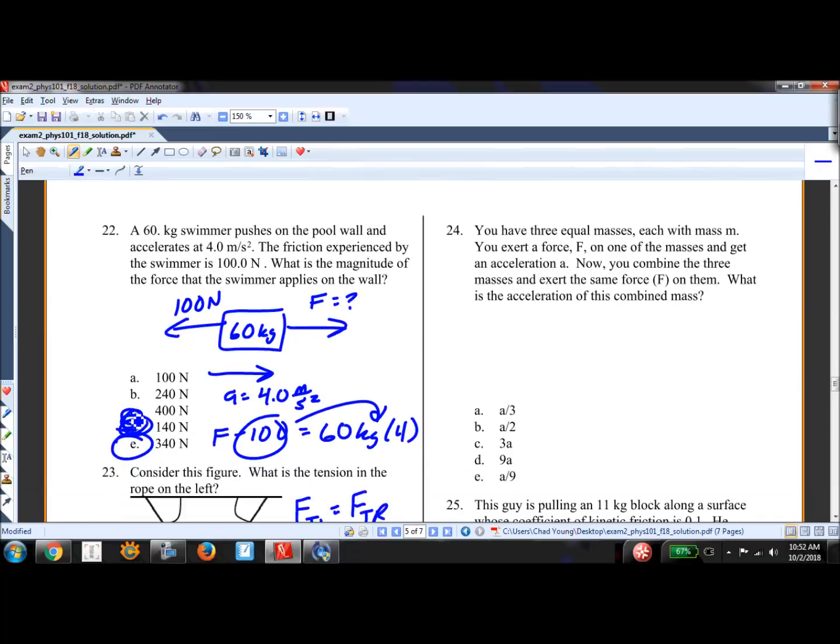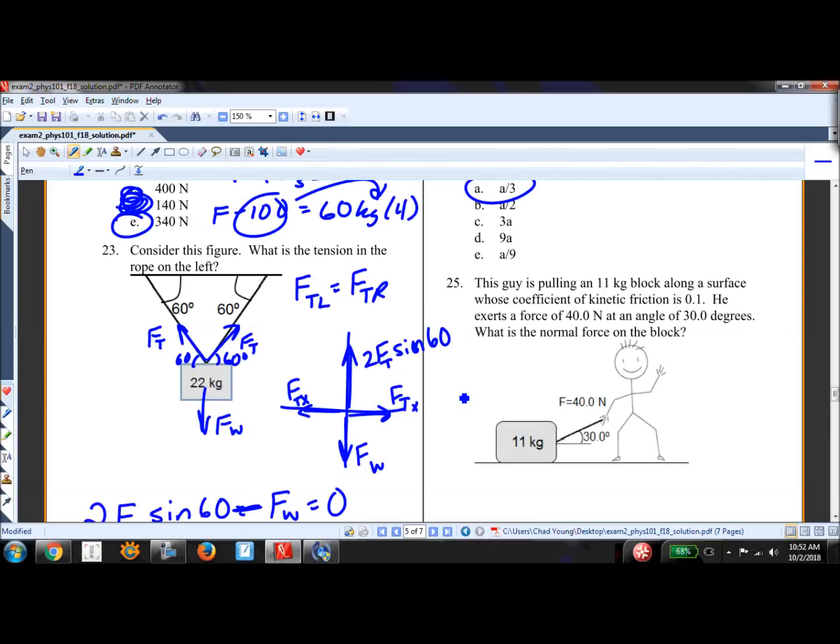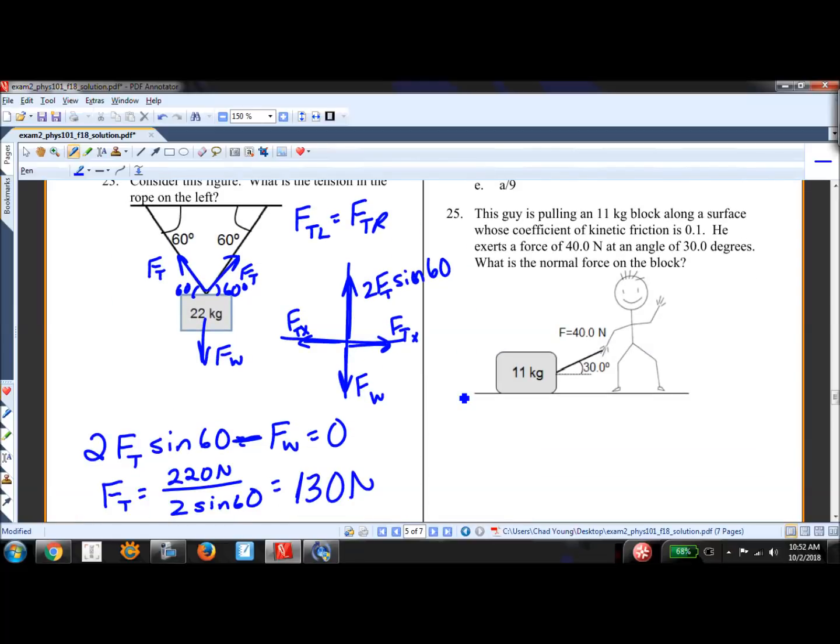Alright, you have 3 equal masses, each with mass m. You exert a force on one of the masses and get an acceleration a. Now you combine the 3 masses and exert the same force on them. What is the acceleration of the combined mass? So, if I get an acceleration a, if I increase my mass, which is what I'm doing here, I'm increasing my mass by a factor of 3. That means my acceleration drops by a factor of 3. So 24 is a.